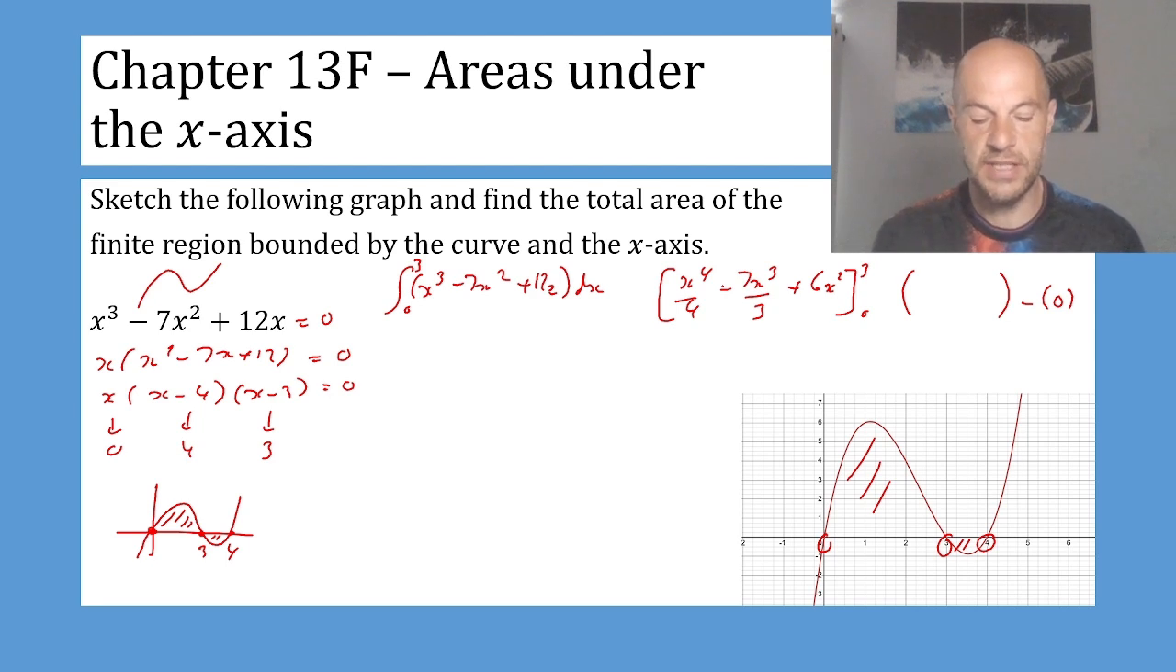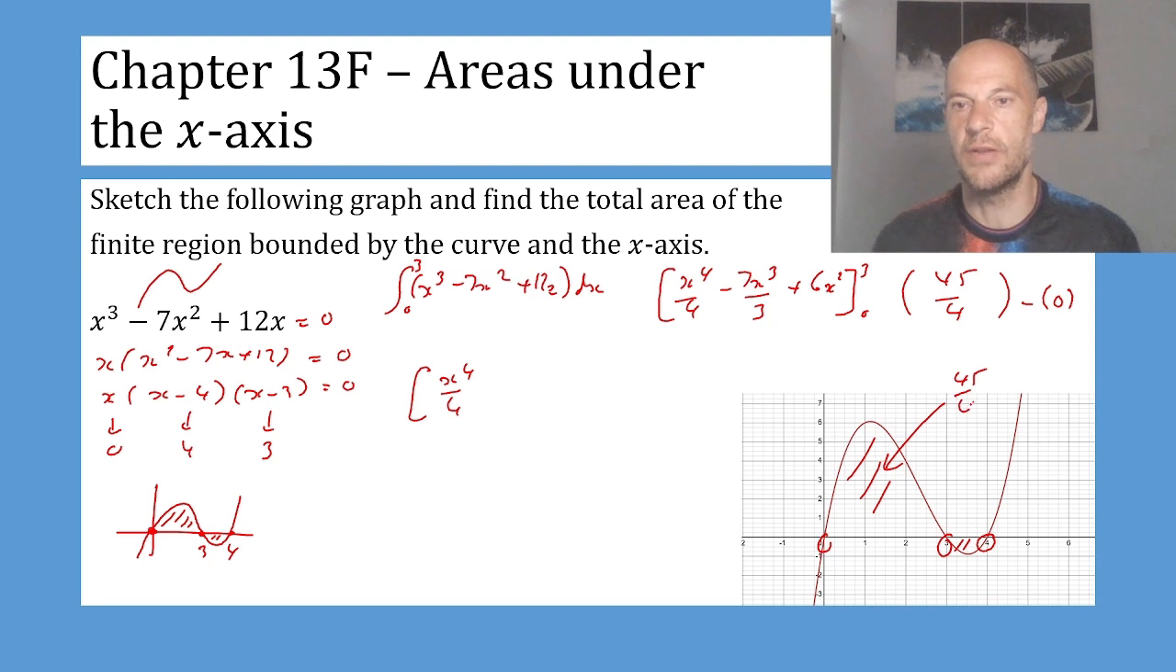So 3 to the power of 4 divided by 4 minus 7 times 3 times 3 times 3 divided by 3 plus 6 times 3 times 3. So that is 45 over 4. So now I need to do exactly the same thing. So 45 over 4 minus 0, that is this area here. So positive 45 over 4.